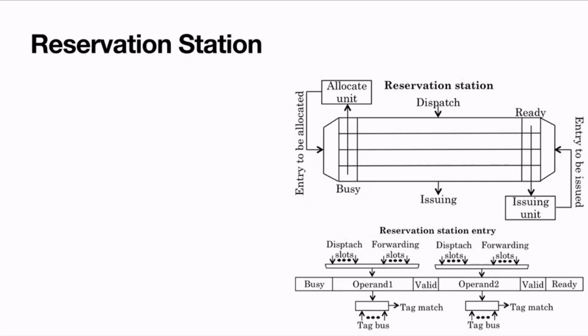And once we have a tag match, the data is going to be stored, and then we are going to put the valid bit to 1. And once both operands are ready, then this instruction is set to be ready to be executed.